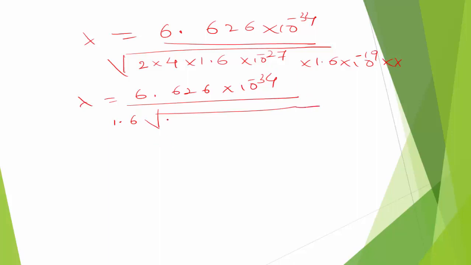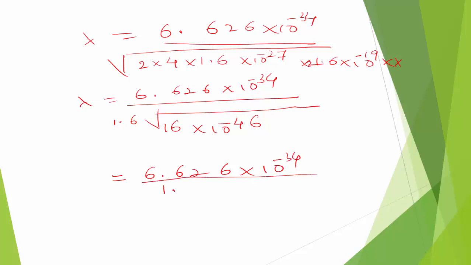Now under the root, 2 into 4 is 8. 8 into 2 is 16, that is 16 into 10 to the power of minus 46. It is equal to 6.626 into 10 to the power of minus 34 divided by 1.6 into 4 into 10 to the power of minus 23 into root v.